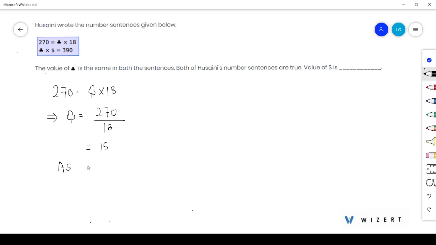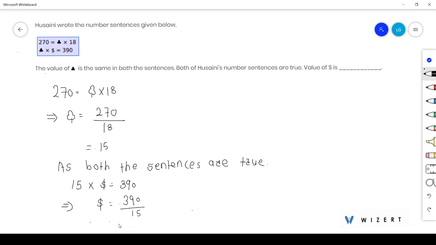And as both the sentences are true, so taking the value of club as 15 into dollar, it will be 390. So the value of dollar will be, if we divide both the sides by 15, it will be 390 by 15, which will be 26. Hence, value of dollar is 26.